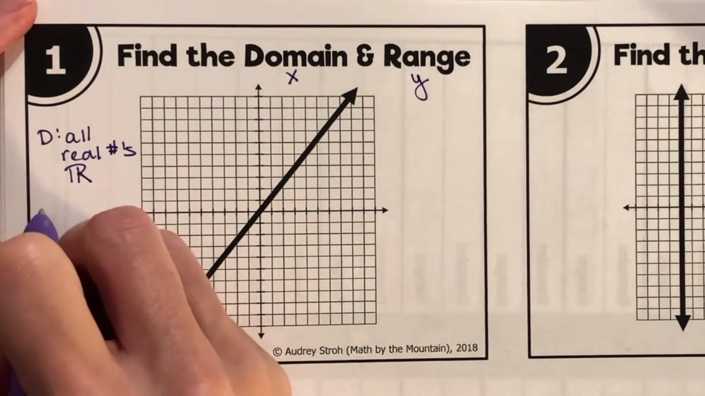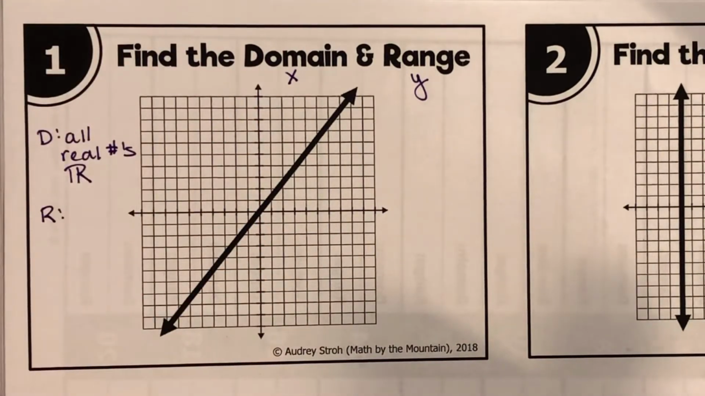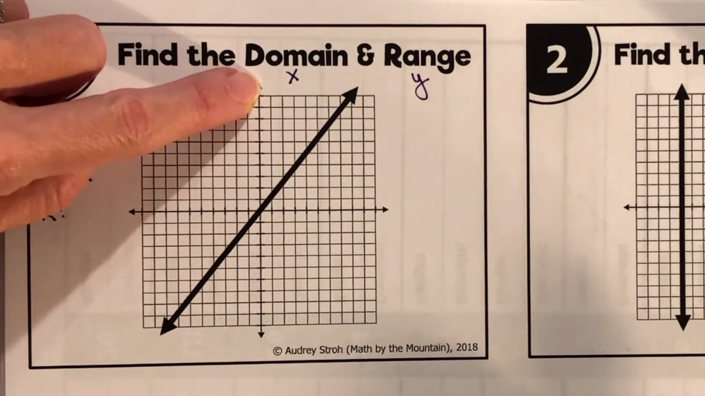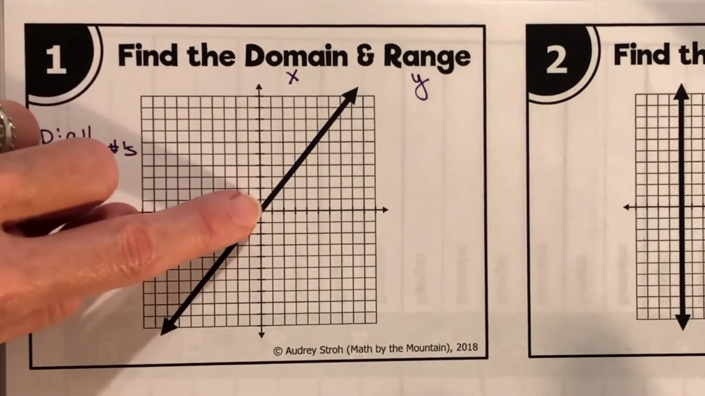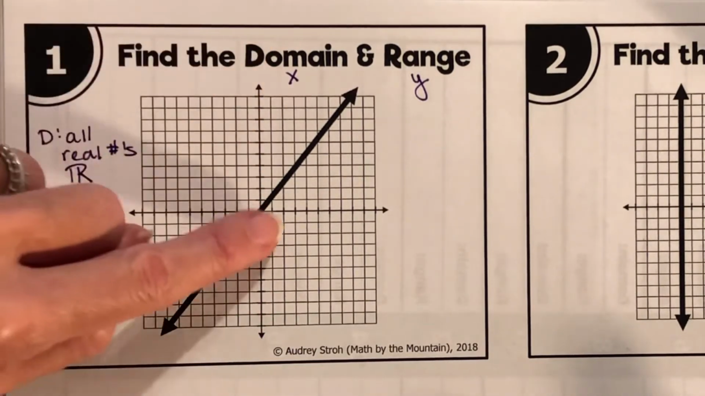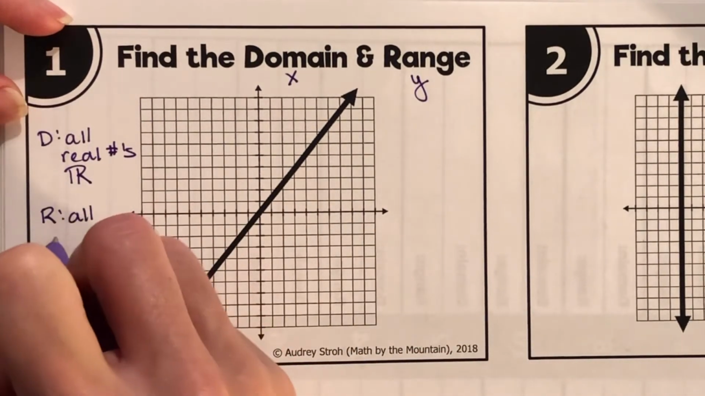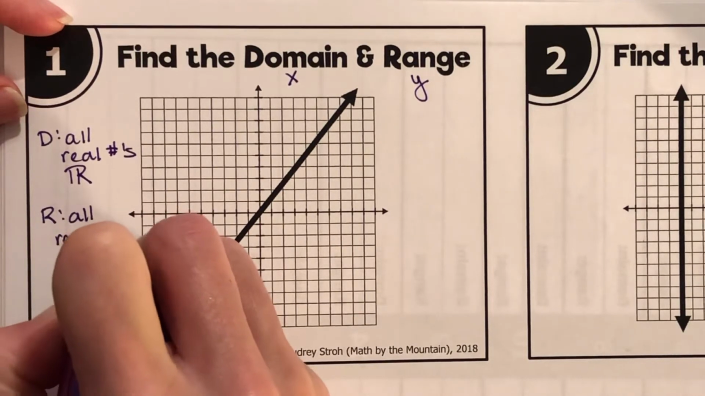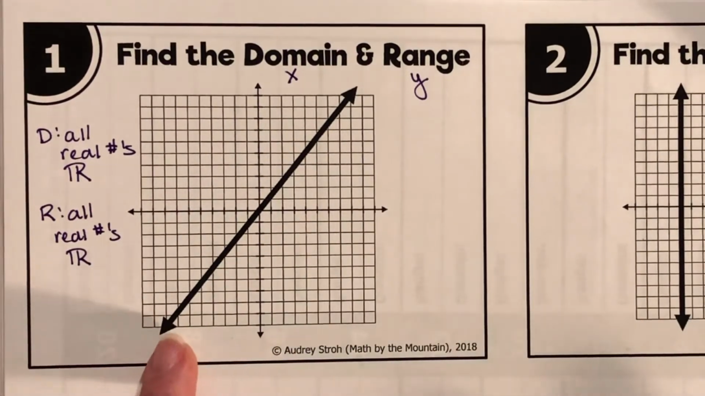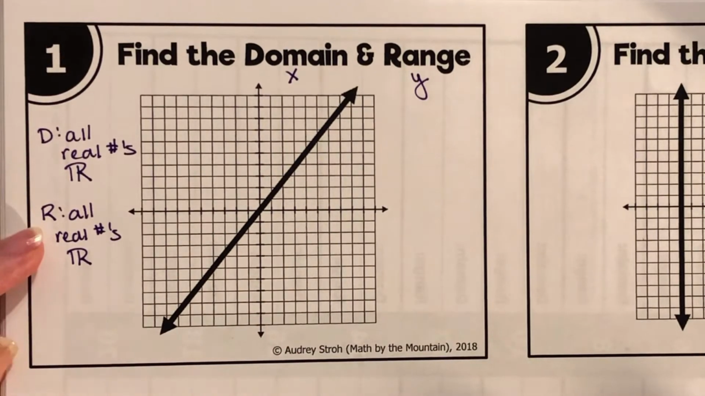And then for my range, what are all of the possible y values that I could get? And again, I could get all of the positives, integers, fractions, I could get 0, I could get all of my negatives, and these would continue all the way up to these really high numbers and continue down to these really low numbers. So again, my range is all real numbers, or if I want to abbreviate it this way. Generally for lines, when you have a line, you're going to get all real numbers for your domain and all real numbers for your range.